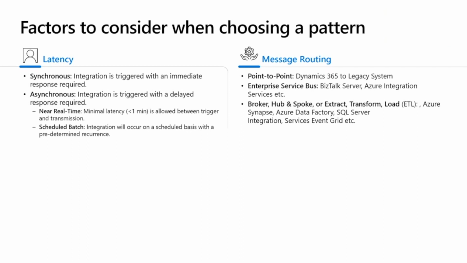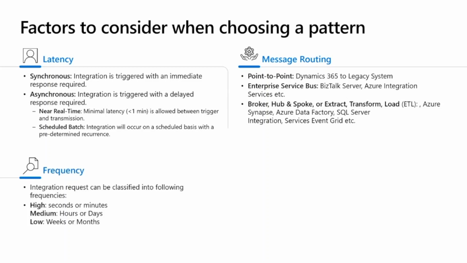Another option for message routing is using a centralized hub for routing messages between different services. For example, you can use an enterprise service bus or an integration platform as a service as the hub for your integration solution. Frequency, a critical factor to consider.